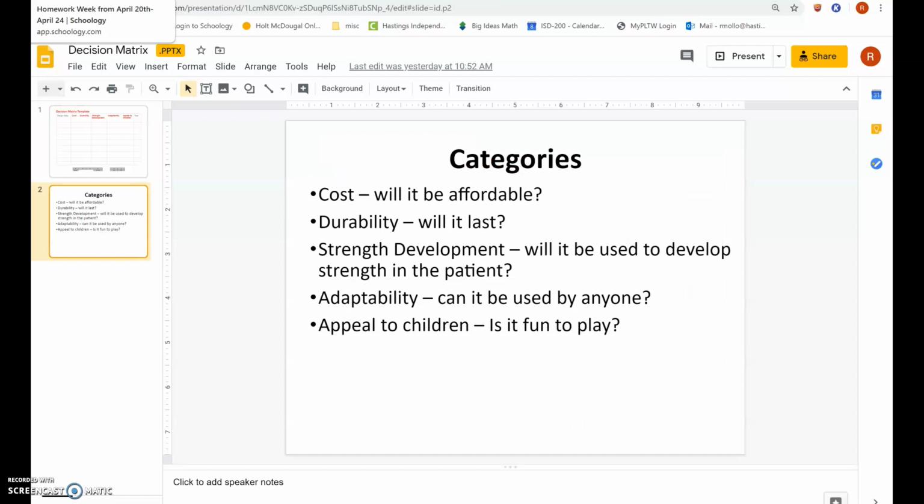So cost, will it be affordable? You don't want to make things too expensive there. Durability, will it last? Or is it one of those toys that's going to break very quickly? Strength development, will it develop the strength for your specific patient? Or did you kind of forget what your patient's goal was and you made something else? Adaptability, can it be used by anyone? And appeal to children, is it fun to play with? Or is it something where the kids are going to see it more as a chore?